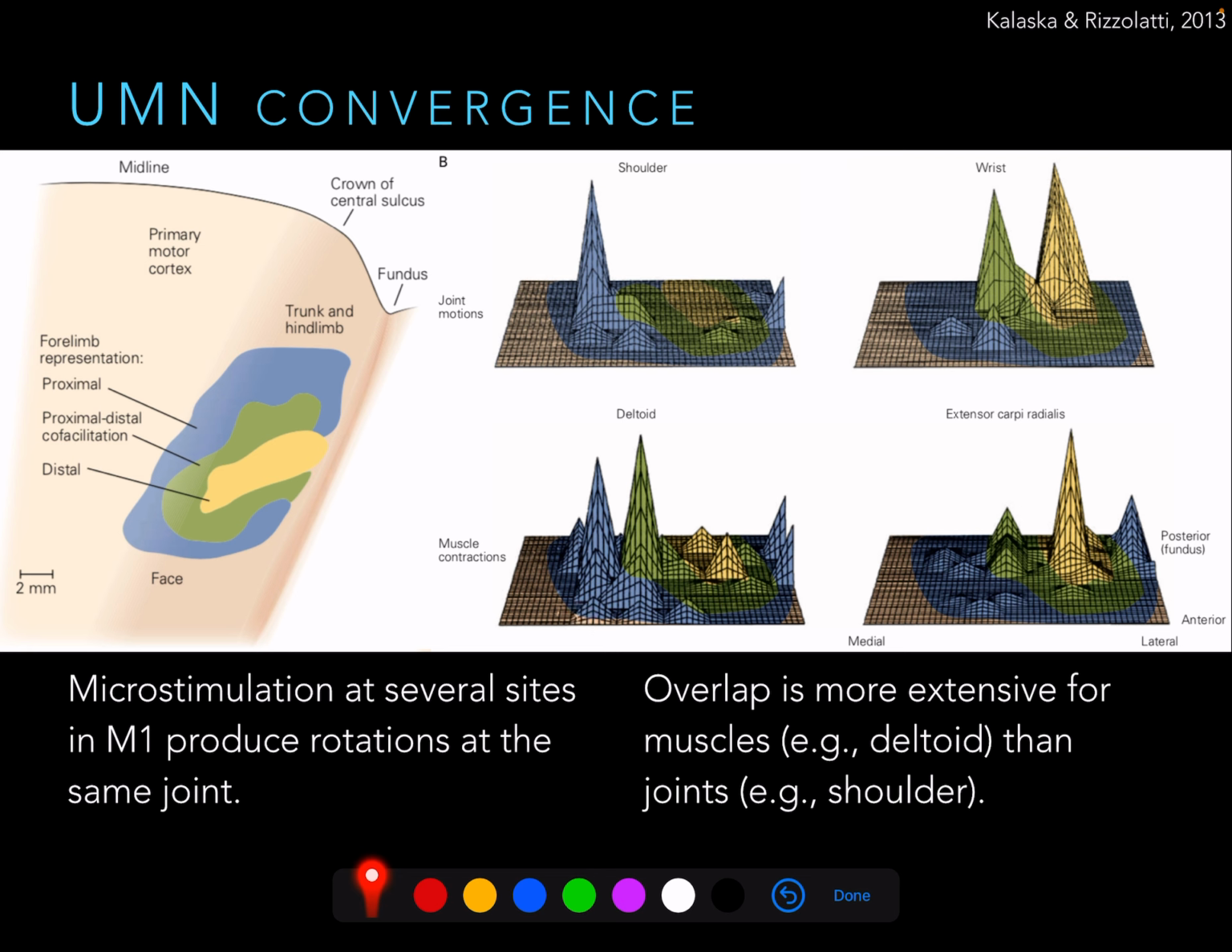Okay, here we just have them move the shoulder. We see a lot of activity here in these regions of the primary motor cortex.